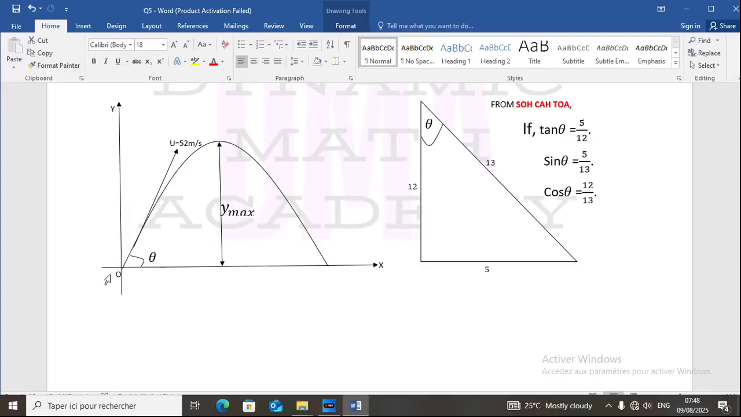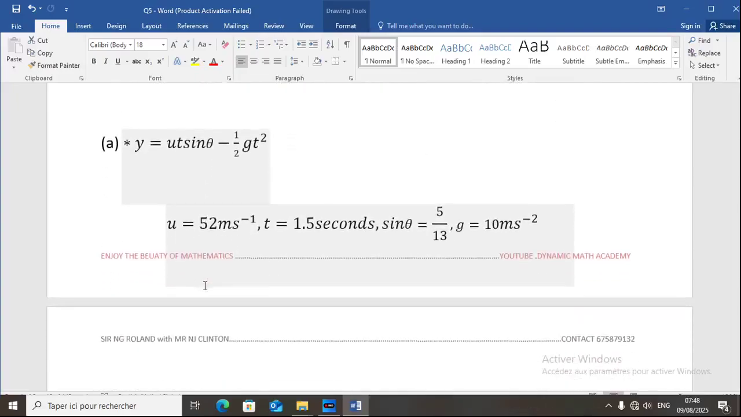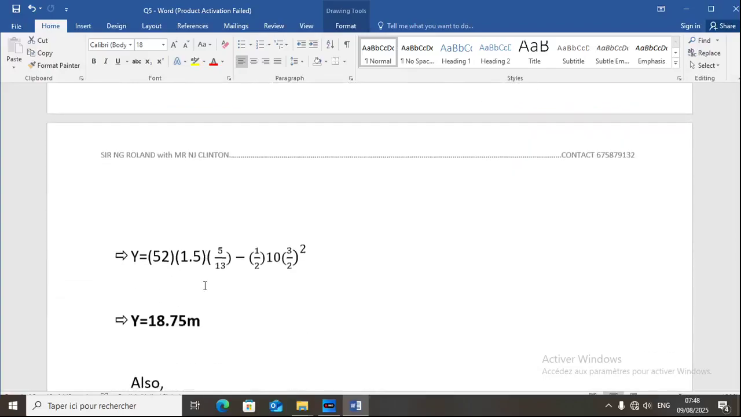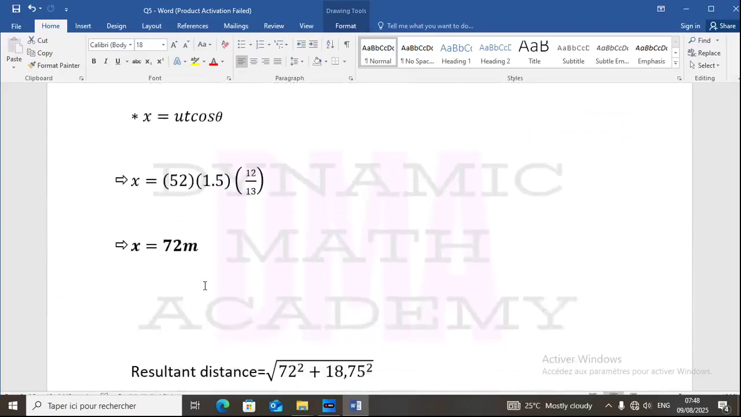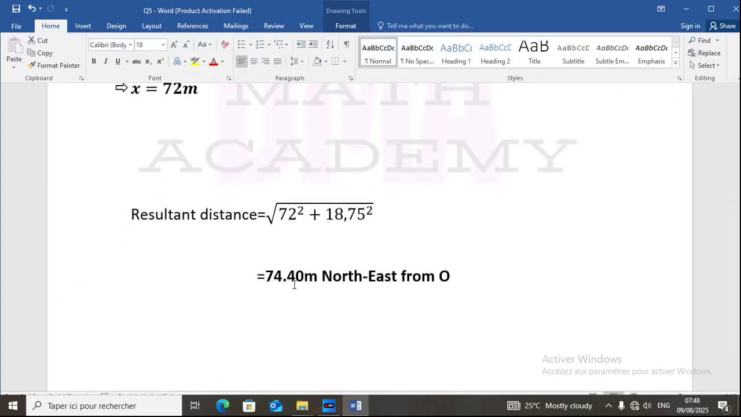But I said northeast, that means when you go up somewhere here like this, you measure 74.4 meters northeast from O. That's from the origin. Okay, so I hope this first part was okay, and I hope everybody understood what the question was all about.